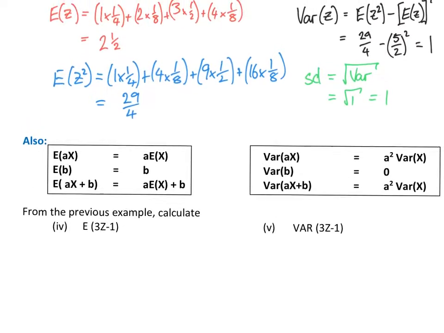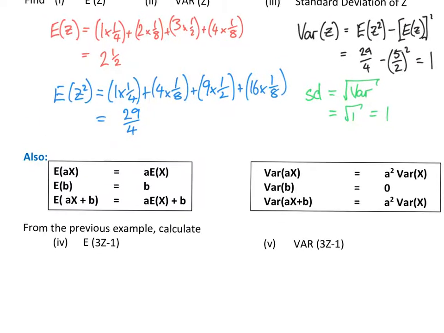However, we can also use these rules that I've just put up for you to help us work out quite quickly variables that are linked to probability distributions that we've already worked out. For example, if we know what E of x is, and we're asked to find E of ax, so every value in the distribution is multiplied by a, then a quicker way of doing that is simply you multiply a times E of x.